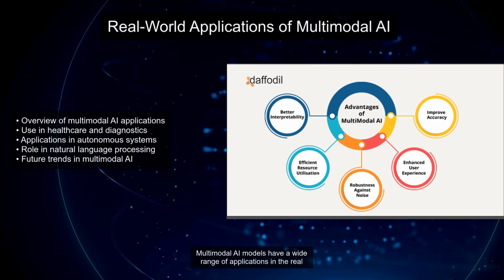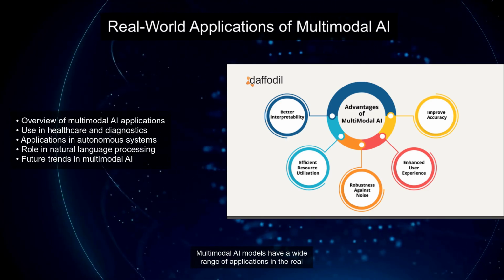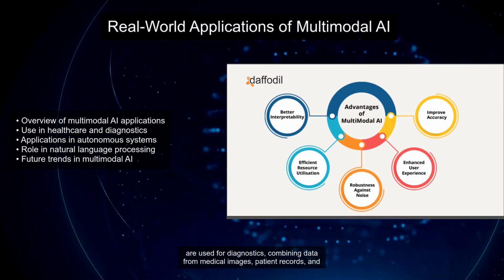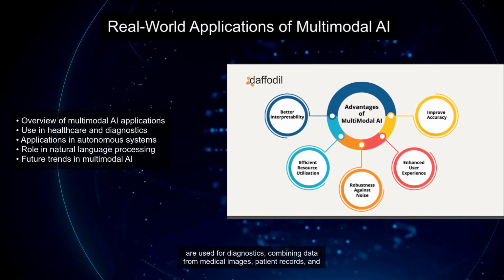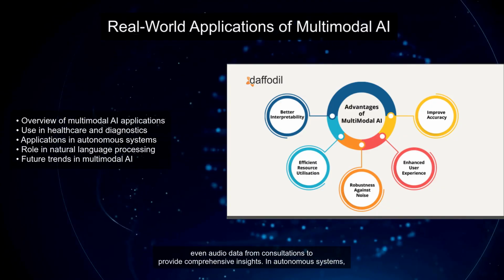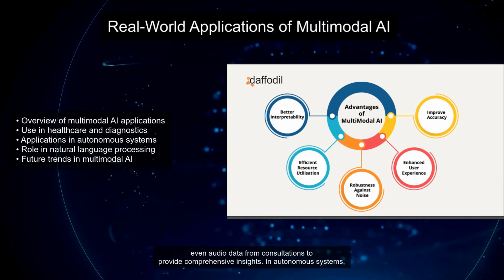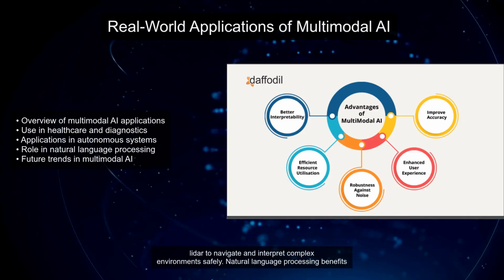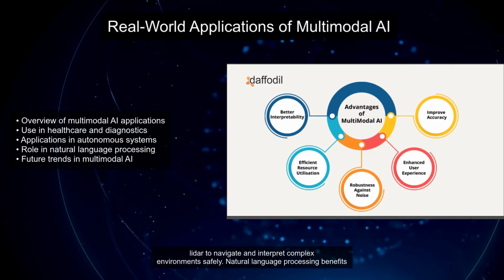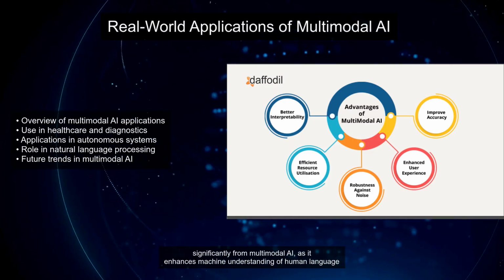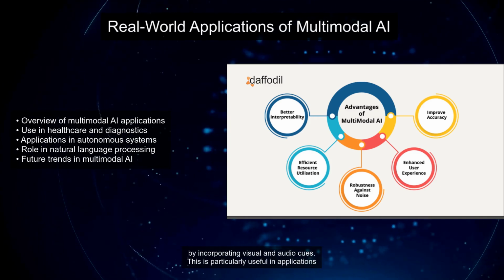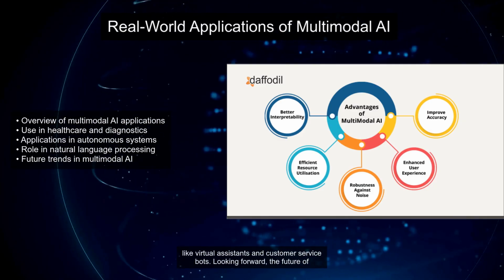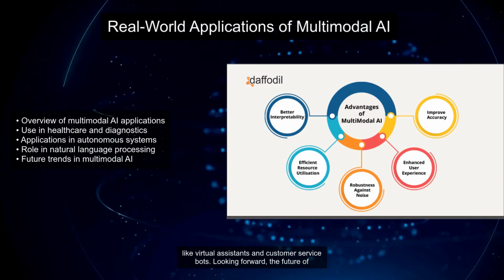Multimodal AI models have a wide range of applications in the real world, showcasing their potential to transform various industries. In healthcare, these models are used for diagnostics, combining data from medical images, patient records, and even audio data from consultations to provide comprehensive insights. In autonomous systems, such as self-driving cars, multimodal AI integrates data from cameras, radar, and LiDAR to navigate and interpret complex environments safely. Natural language processing benefits significantly from multimodal AI, as it enhances machine understanding of human language by incorporating visual and audio cues. This is particularly useful in applications like virtual assistants and customer service bots.